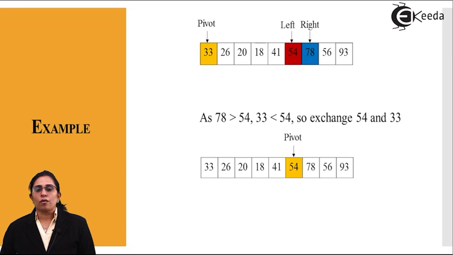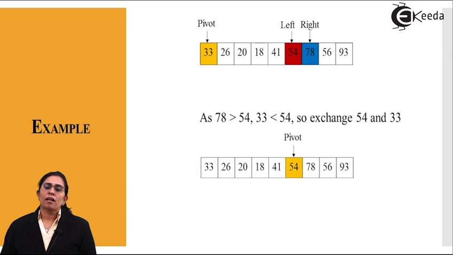So what happens now? If we have to sort the elements on the left-hand side, how do we do it again? 54 has got its position fixed. So now we have to apply the same procedure to the left side of the unsorted list and then to the right side of the unsorted list. So we do it again in a recursive manner.